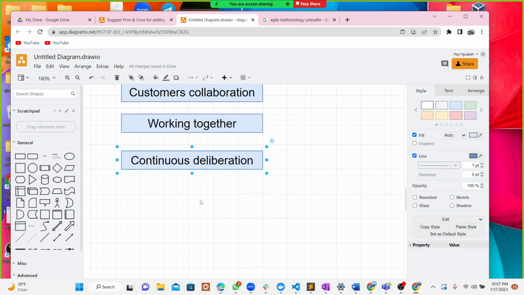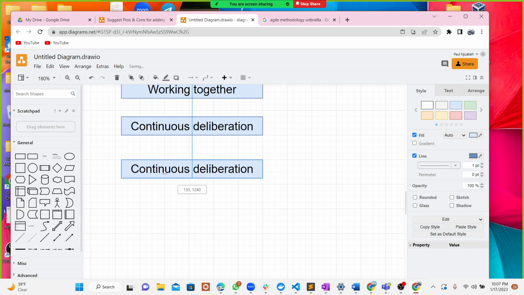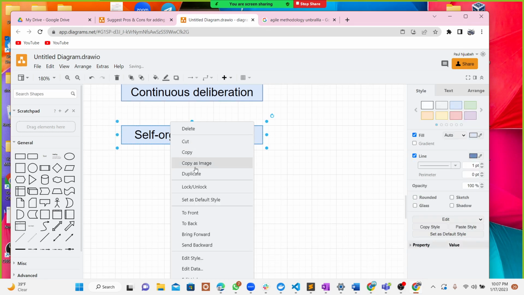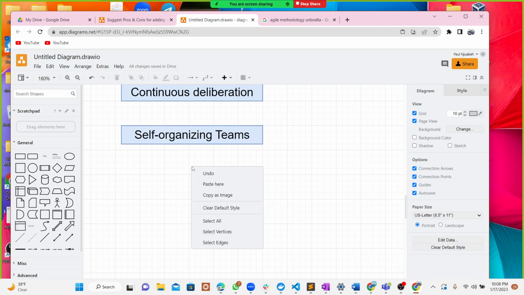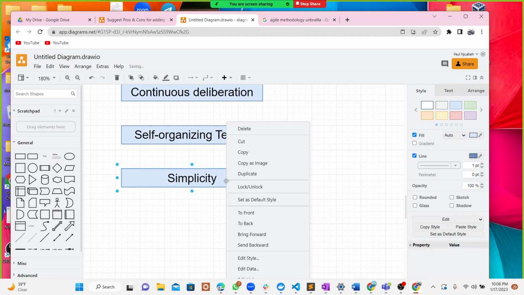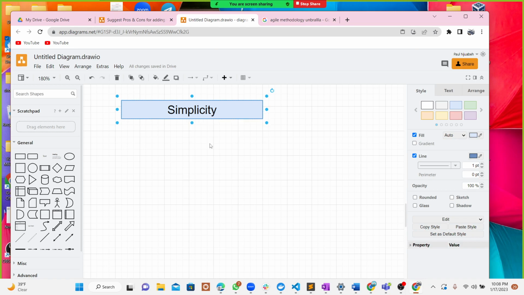And the next one is they want to see the teams being self-organizing. So they want to work in self-organizing teams. And the next one is they want to maintain simplicity. And then the next one is that they want to be able to welcome change. They want to be able to respond to change.